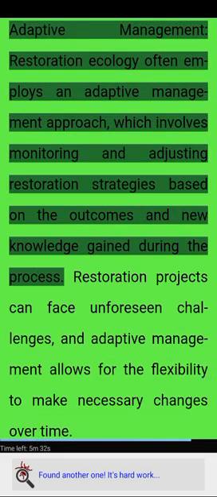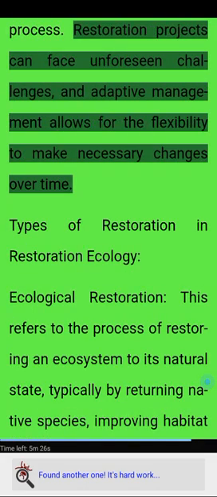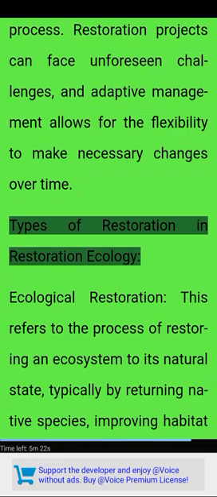Adaptive management. Restoration ecology often employs an adaptive management approach, which involves monitoring and adjusting restoration strategies based on the outcomes and new knowledge gained during the process. Restoration projects can face unforeseen challenges, and adaptive management allows for the flexibility to make necessary changes over time. Types of restoration in restoration ecology.